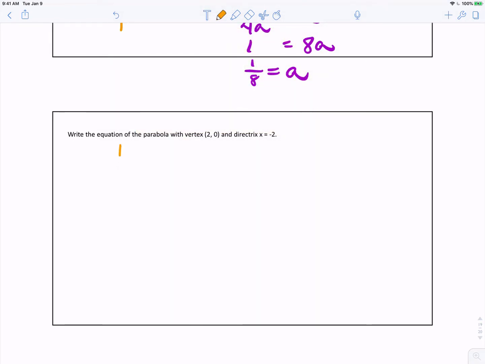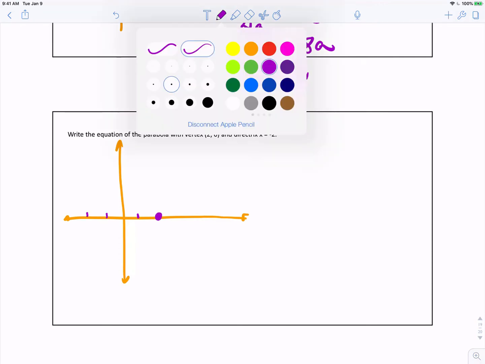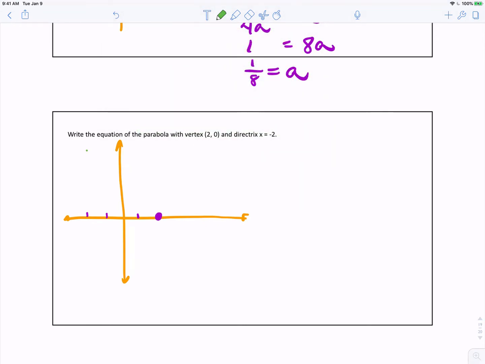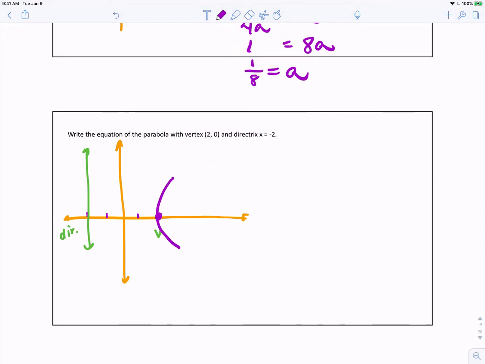All right, so I'm going to start drawing what I know so far. This is just a quick sketch of the information I have. The vertex is at 2, 0. So this is the vertex. And the directrix is the line x equals -2. So this here is the directrix, and this is the vertex. All right. So just with that quick sketch, I can see that the parabola looks something like this.